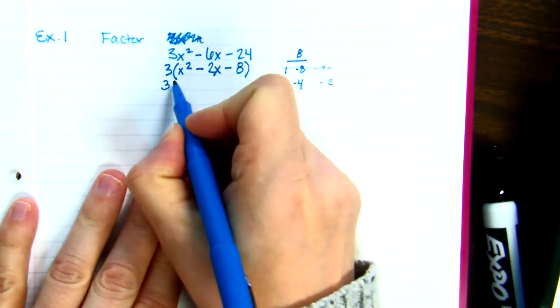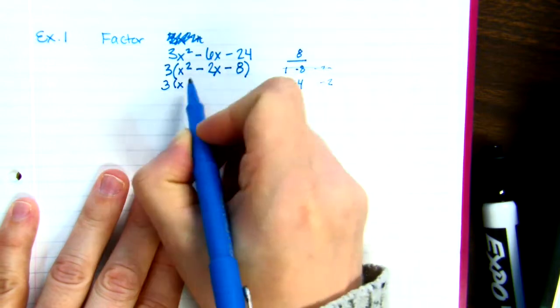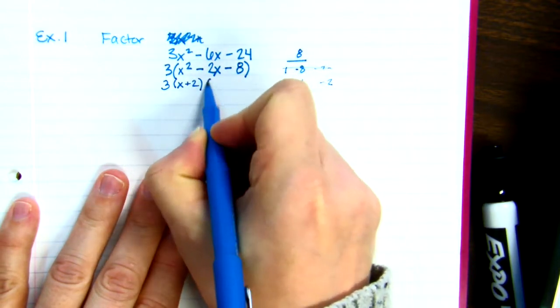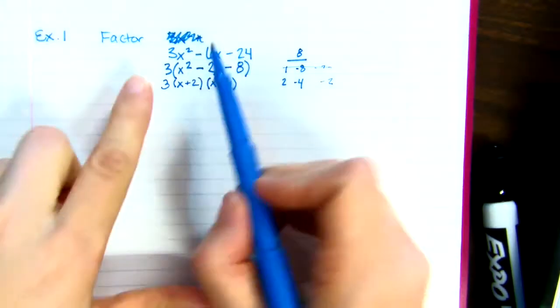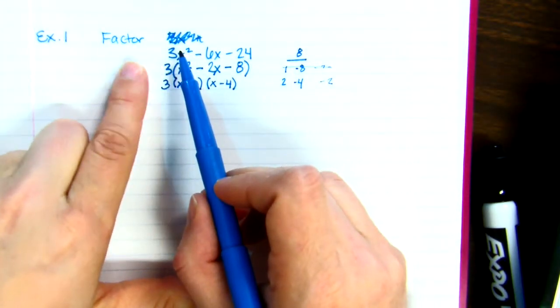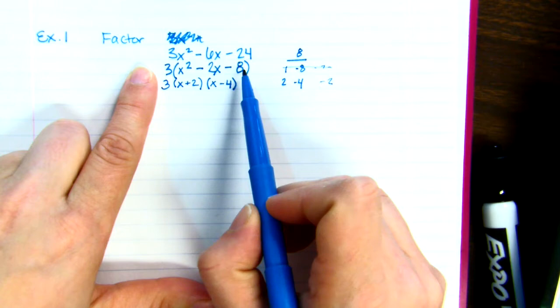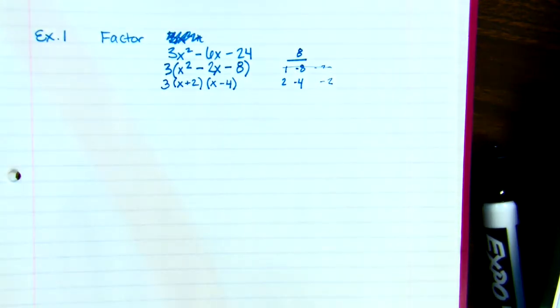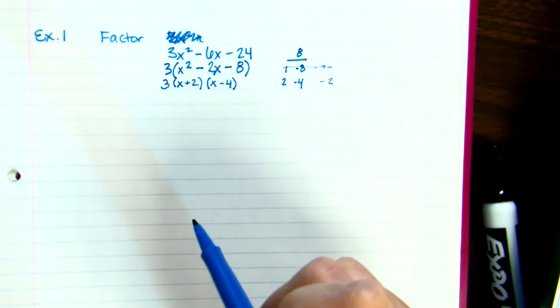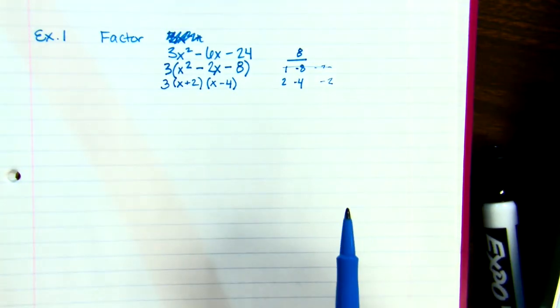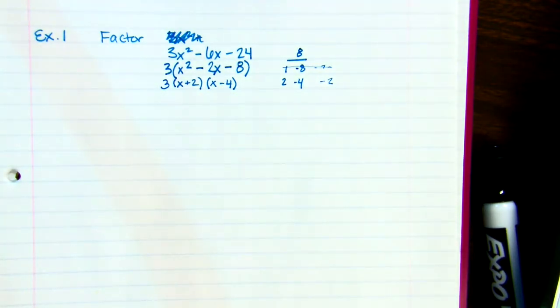And then this will break into x plus 2 times x minus 4. So first I did greatest common factor, pulled that out, and then I factored this just according to the rules from 7.7. So now when I look at this, there's nothing else I can do to factor any further, so I'm done. So that was our first example.